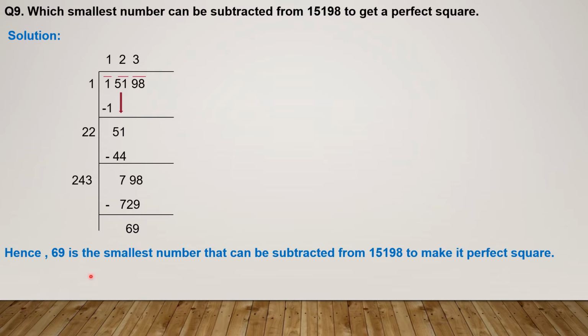It means 69 is the smallest number that can be subtracted from the given number to make it a perfect square. If we subtract 69 from the number in our question, then the new number will be a perfect square.